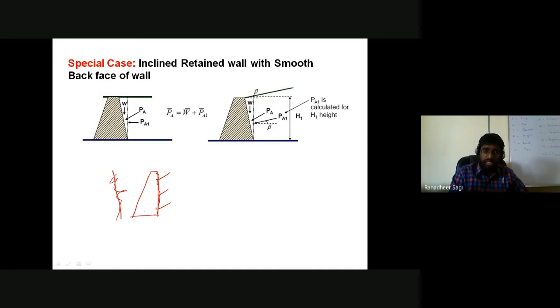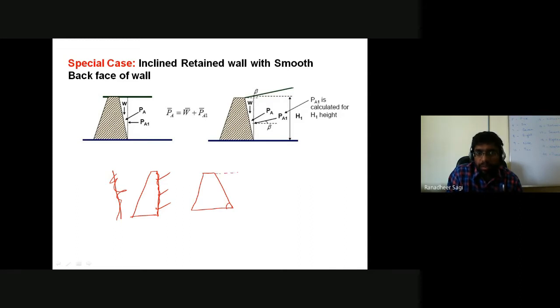Here, instead of considering it to be smooth and vertical, the surface of the retaining wall is now no more considered to be smooth and vertical. Rather, I am considering an inclined retaining wall surface, which is still smooth. However, the surface of this retaining wall is in contact with the backfill material.